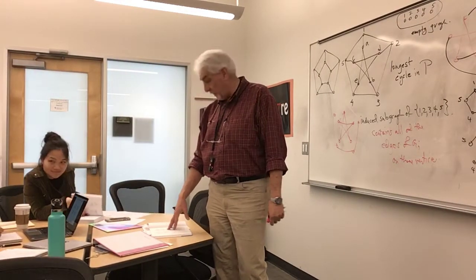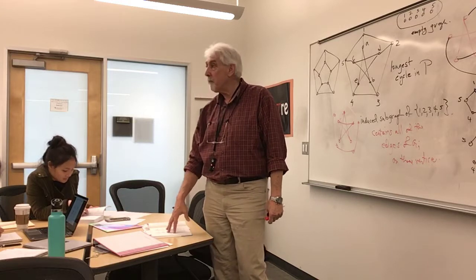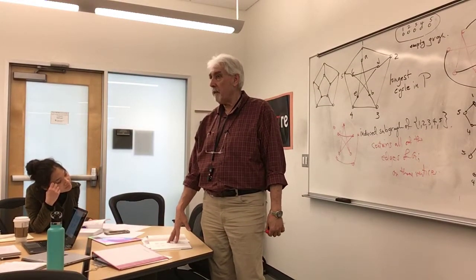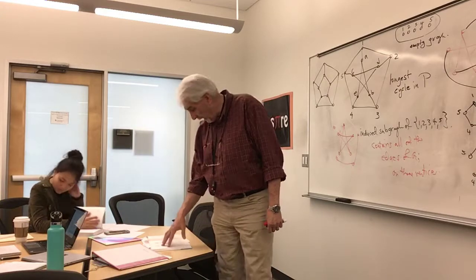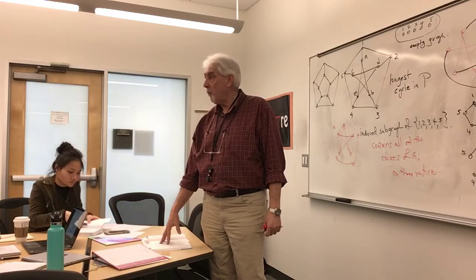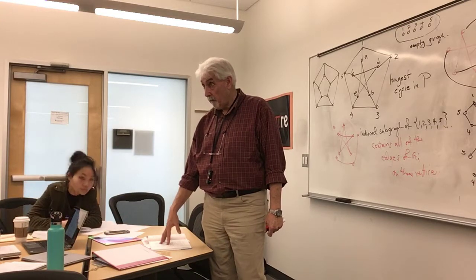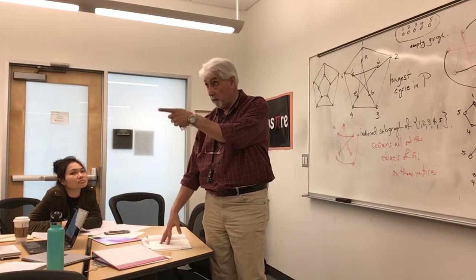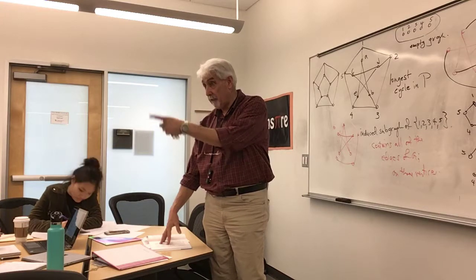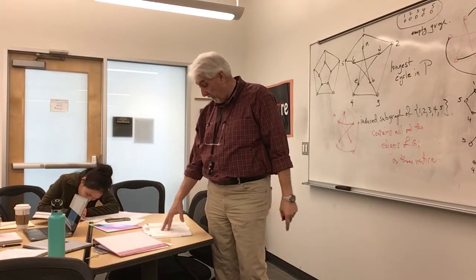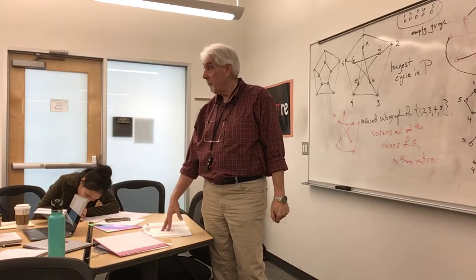Okay, so let's look at these 4 graphs. Can you give me a pair that are not isomorphic? A and B are not isomorphic. Why? Because the smallest cycle is not the same. There's a 3 cycle in A, and there's not a 3 cycle in B.